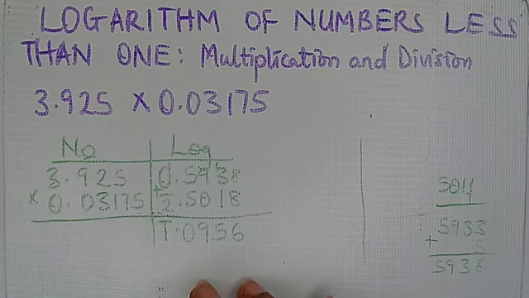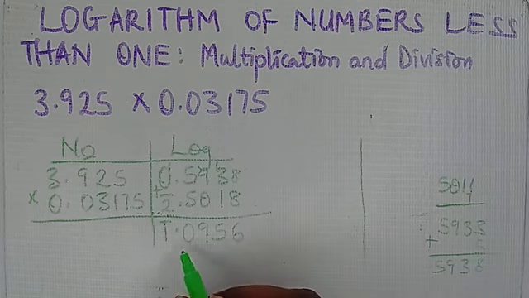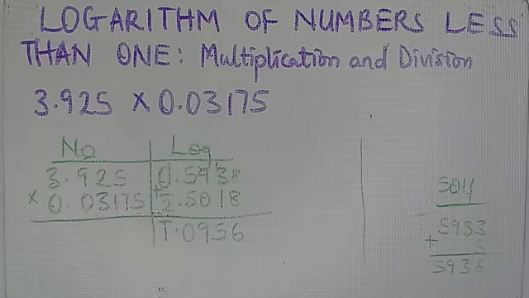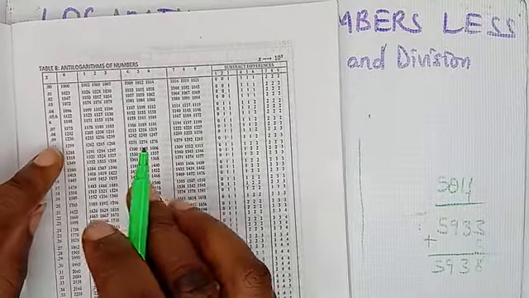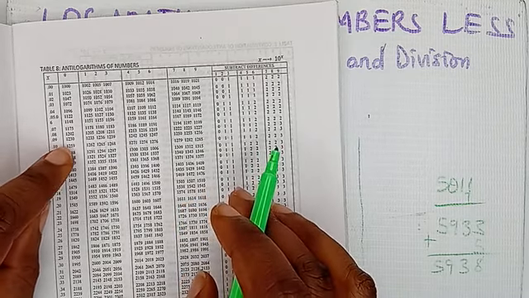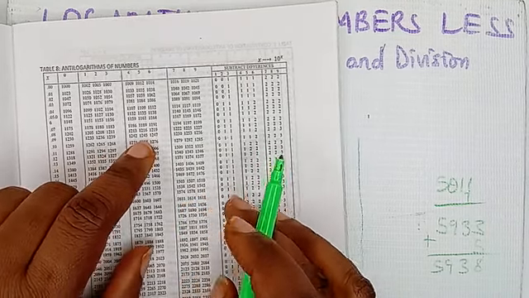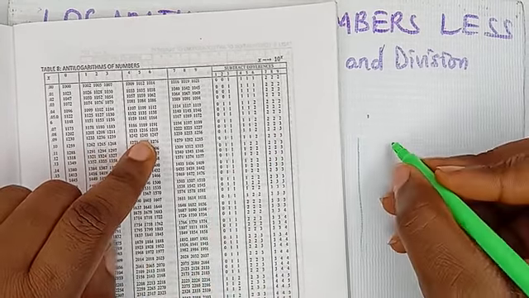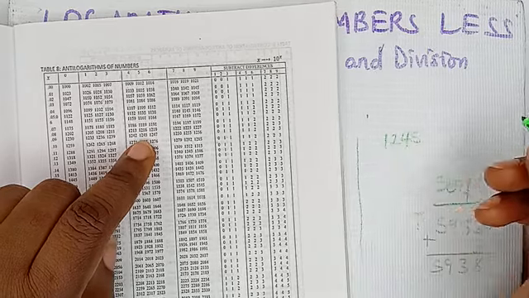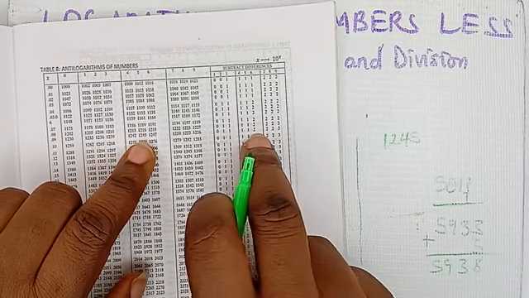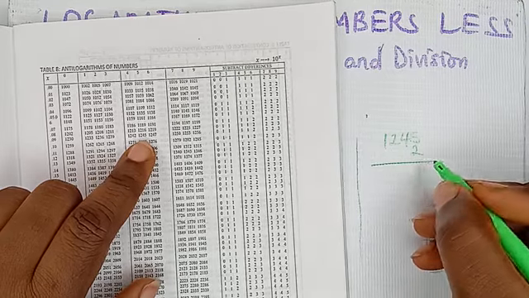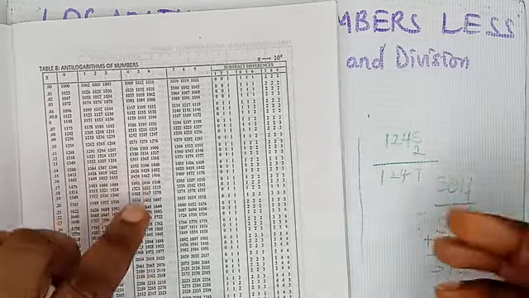What we have to do now is look for this in the anti-log table. We'll be looking for 0.09 under 5, difference 6. 0.09, you see that? 0.09 under 5 is 1245. Then difference 6 is 2. We add it up. So we have 1247.